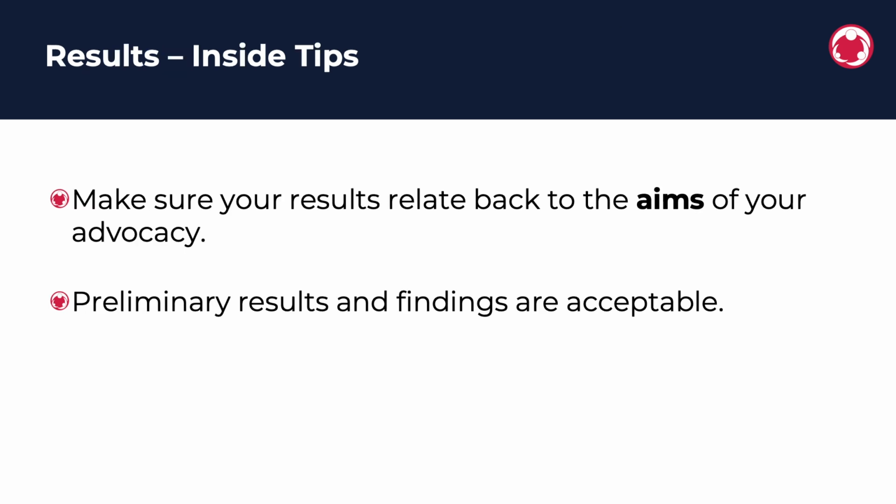An insight tip for this section is to make sure the results that you are reporting relate back to the aims of the advocacy activity that you mentioned in the intervention section. We also get a lot of questions about whether preliminary results and findings are acceptable, and they are. You should include as much detail on the results and findings as you have presently, and maybe mention what you expect to be able to report on by the time of the conference.